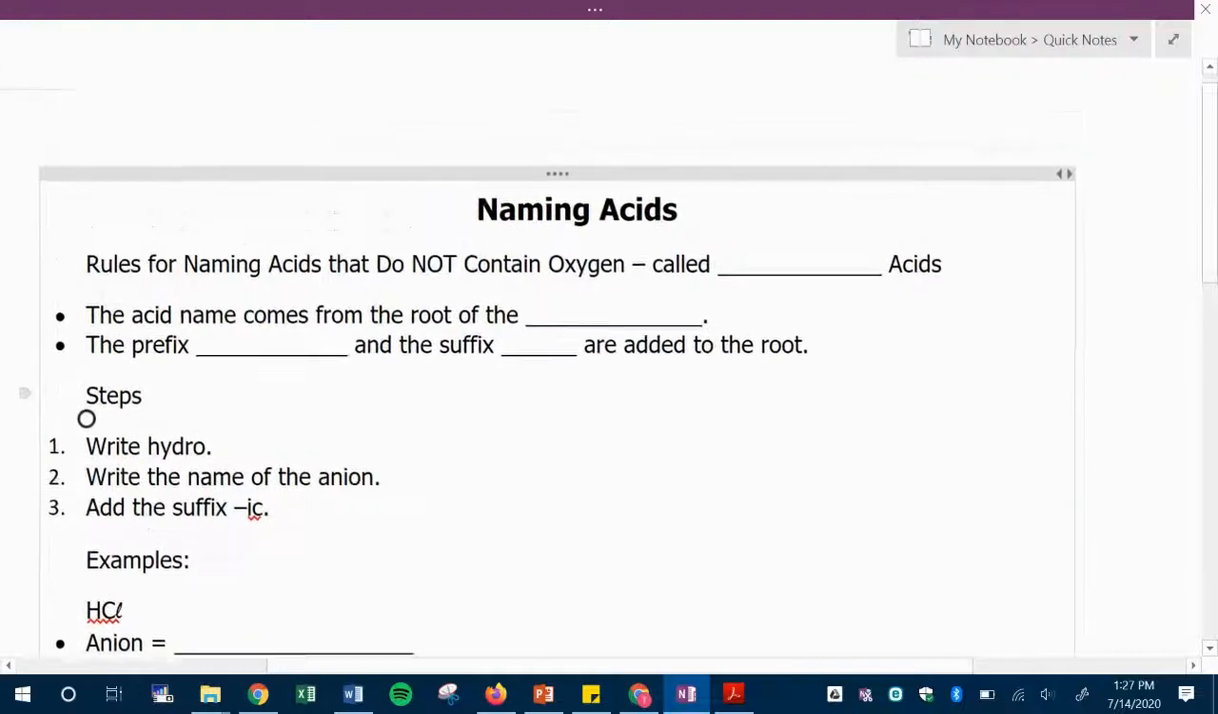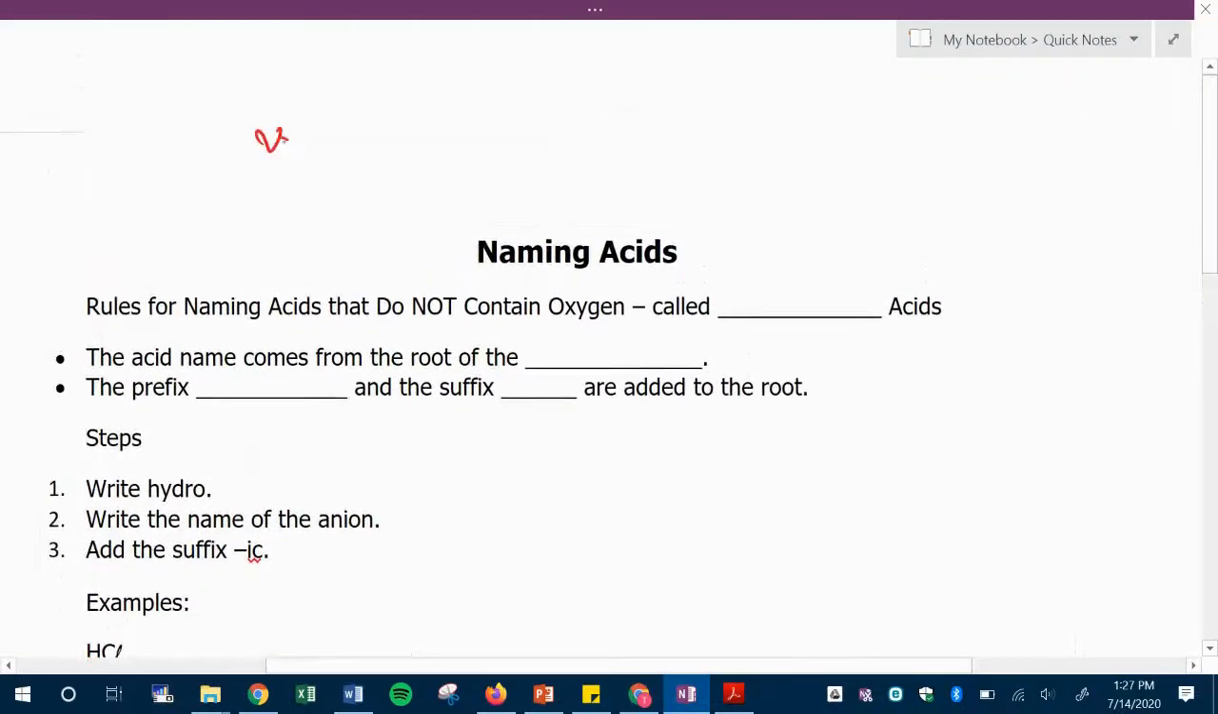So, all acids, and we'll put a note up here, all acids start with hydrogen. What that means is in all of our formulas, the cation, or the positive side, is always going to be just hydrogen. So acids are pretty much hydrogen paired up with some kind of anion, or some kind of negatively charged thing.